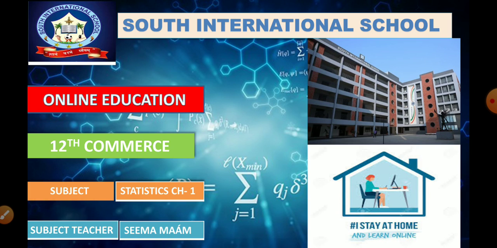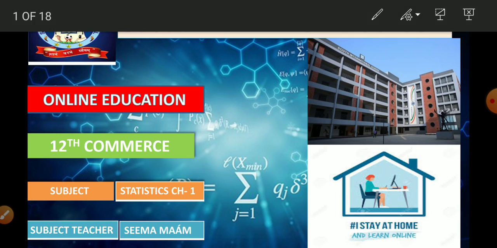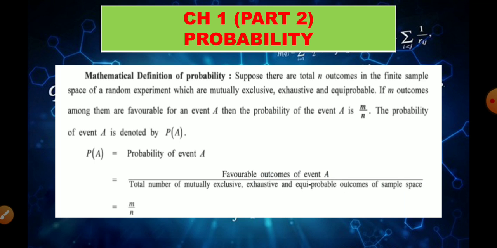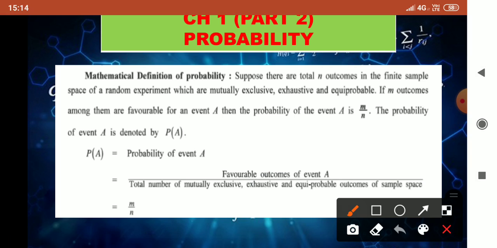So let's start with the term probability. What do you mean by probability? What is the definition of probability? Here, the mathematical definition of probability is written. Suppose there are n outcomes in a finite sample space which are mutually exclusive. Here the words are very important: mutually exclusive, exhaustive and equiprobable.